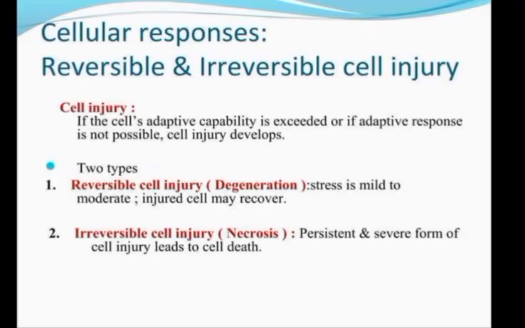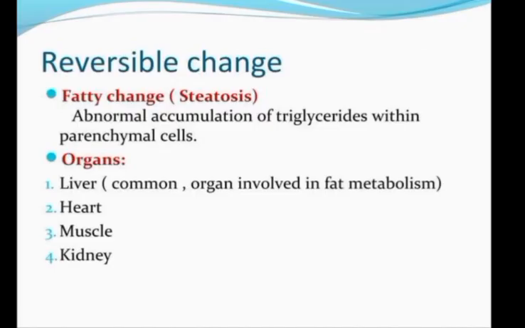In cell injury, there are two types: one is reversible cell injury, and the second one is irreversible cell injury. Reversible cell injury occurs when the stress is mild to moderate; the injured cells will recover and turn back to normal. But irreversible cell injury is a persistent and severe form of injury, which may lead to death of the cell, like necrosis or apoptosis.